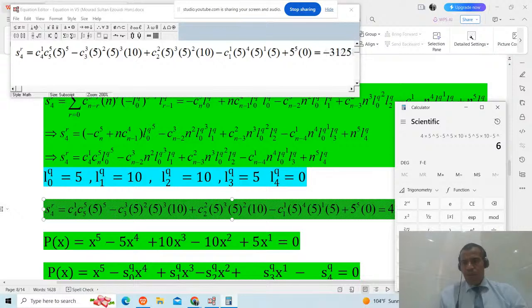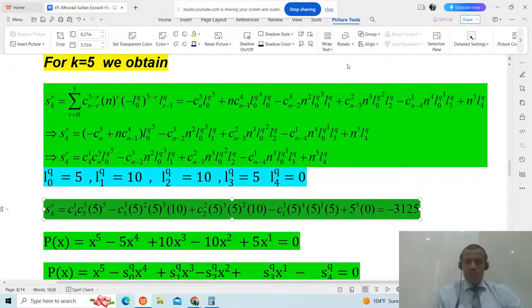Equal. Yes, so you see sometimes artificial intelligence can change your calculation. By the way, I'm very intelligent, more than AI. Okay, so this is negative 3,125.